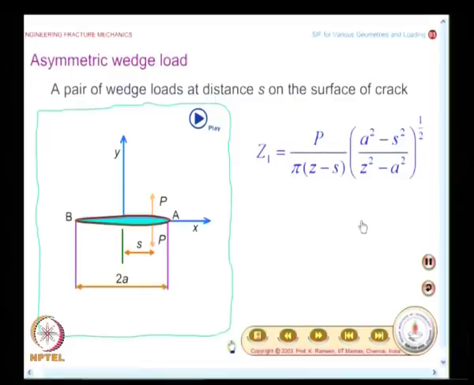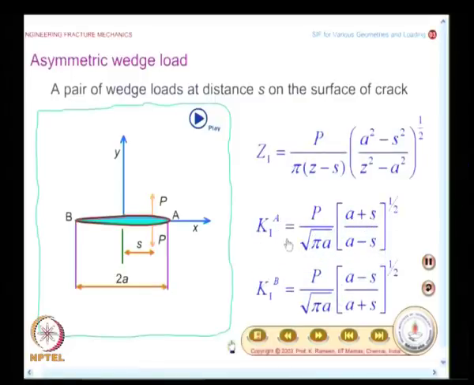If necessary, go for L'Hospital's rule and get the limits, finally get the expression for stress intensity factor. In fact, I am not going to do that, I am going to provide you only the final expressions, and I have already mentioned that you will have different expressions for the stress intensity factor at tip A and at tip B. For tip A, it is P divided by root of pi a multiplied by (a plus s divided by a minus s) whole power half, and for tip B, which is given as K1B, you get this as P divided by root of pi a multiplied by (a minus s divided by a plus s) whole power half.